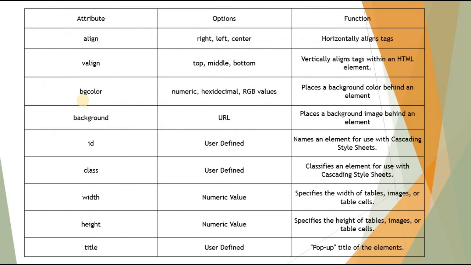Here is the list of some attributes which come in HTML. The attributes like align, valign, bgcolor, meaning background color, and ID, class, width, height, title. These are some attributes, and the options for them and the functions for why we use each attribute are given here.